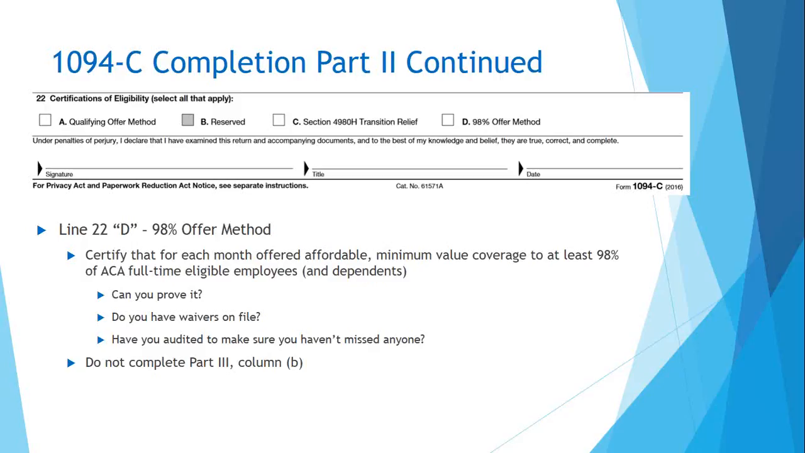If you're able to check box D, you have less reporting requirements on the 1094-C form because you don't need to complete Part 3, Column B, which is what we're going to get to in a minute, and that is the total number of full-time employees per month.